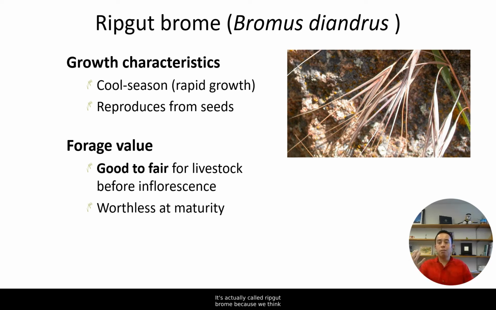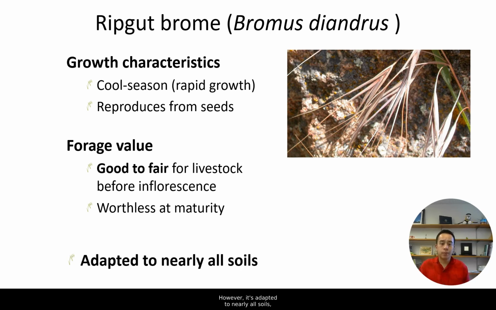It's actually called ripgut brome because we think that as ruminants and other animals chew it, the barbs might hook on inside their mouths, in their guts, and in their throats, and cause micro cuts and different types of injuries. So oftentimes it's not really great forage, especially once it's mature. However, it's adapted to nearly all soils, and it's a highly invasive, noxious species.